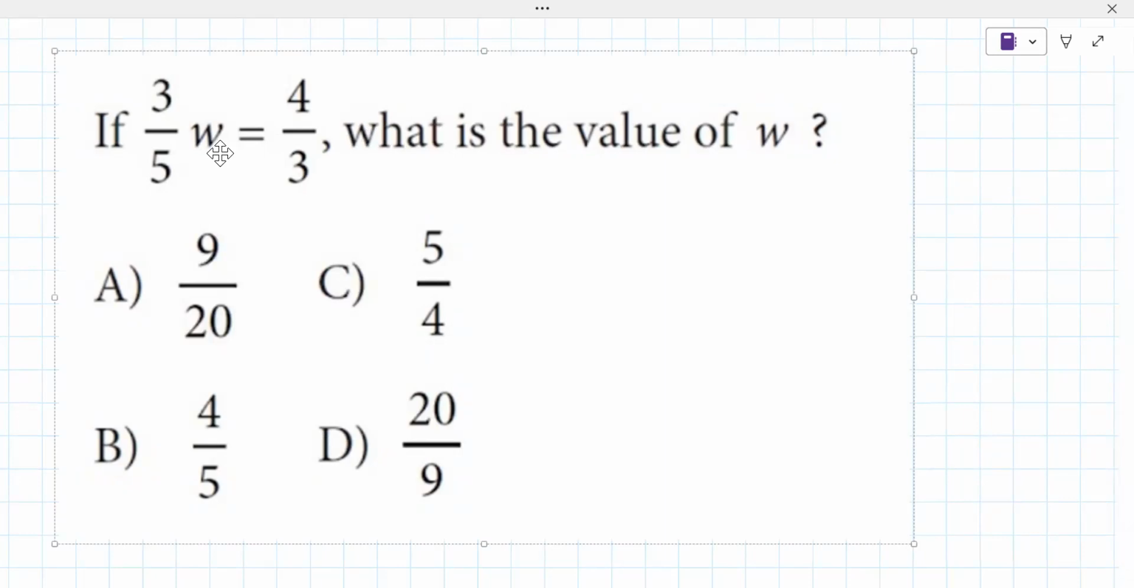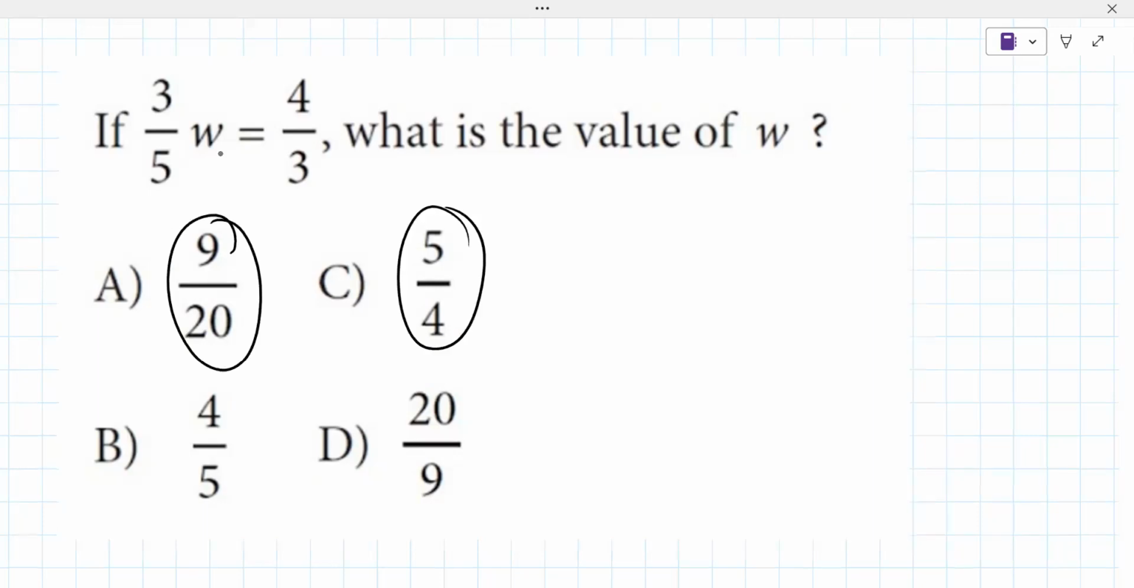Why don't you decide what you want to do here and work it out. Wait, these are values that get replaced for W, right? All of these would go in for W. Okay, got it.